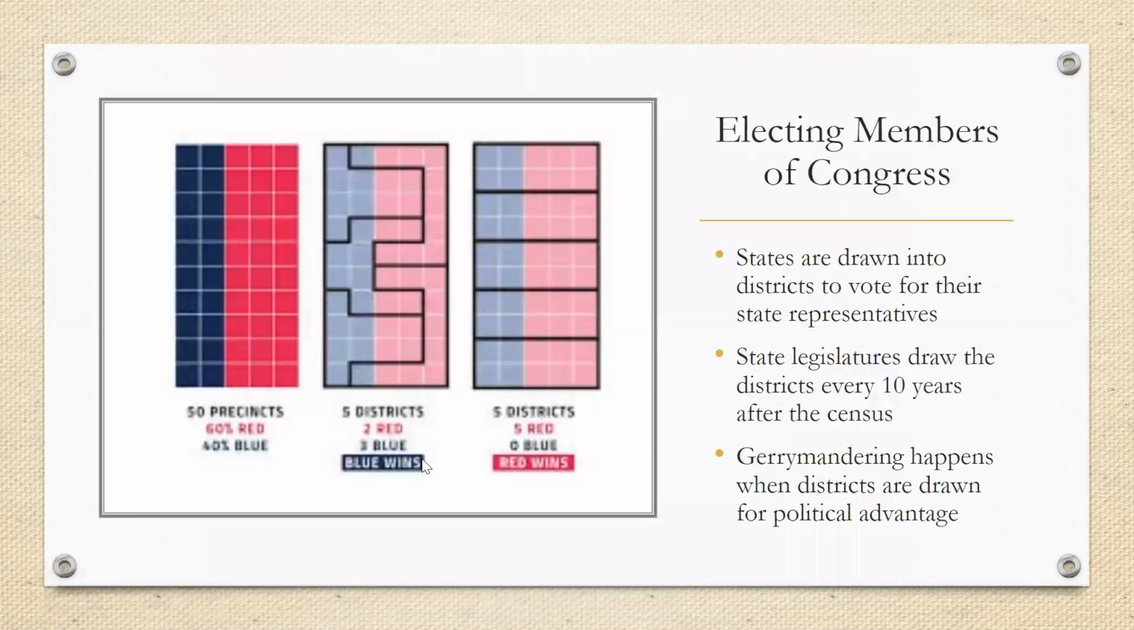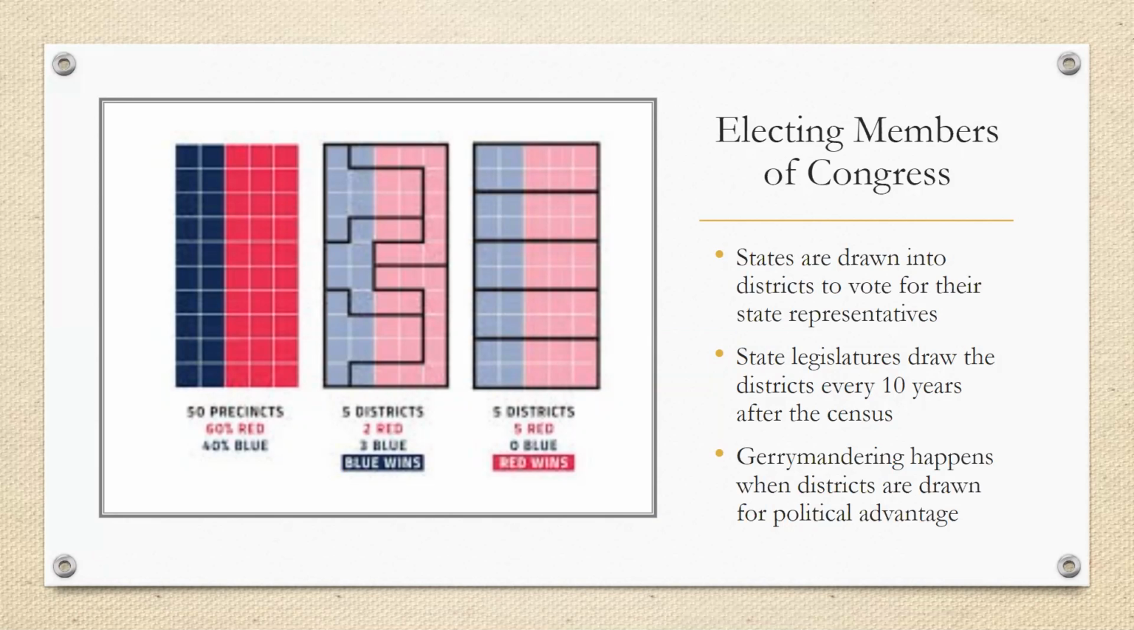We've talked about this before with reapportionment, the idea that states are drawn into districts and vote for their state representatives. State legislatures draw the districts every 10 years after the census. We have just held a census, so we will be using that data here within the next couple of years to redraw district lines in the state of Ohio once we reapportion how many districts we'll need based upon population of the overall United States.